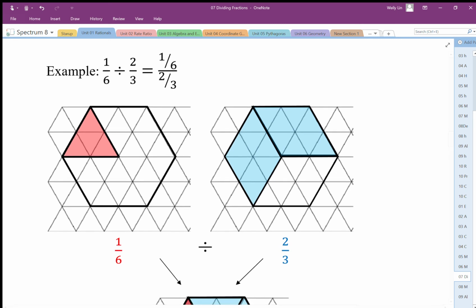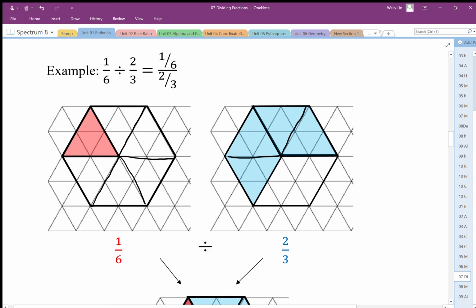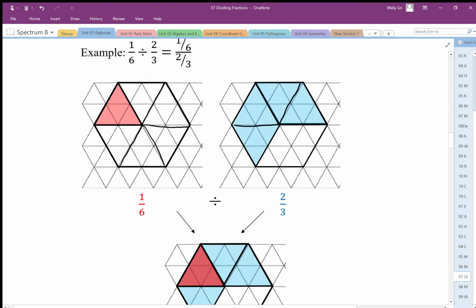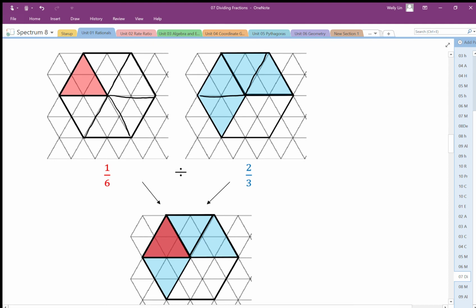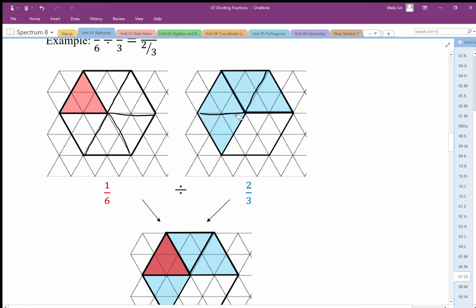So again, here we have 1/6 divided by 2/3. Well, I have a 1/6 fraction here and a 2/3 fraction here, and the 1/6 is in red, 2/3 is in blue. It's a little bit easier to see if I make the same shapes here. So I'm just going to chop this up into the same number of pieces. Now I can see very clearly when I overlap these that a 1/6 fraction compared to a 2/3 fraction is in a ratio of 1 to 4. Okay, there's 1 piece here compared to 4 pieces here.